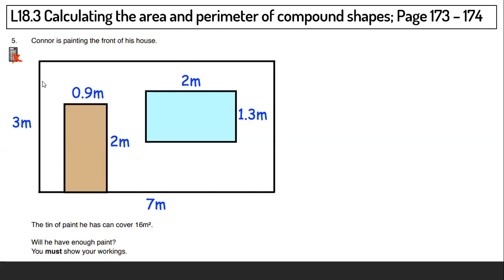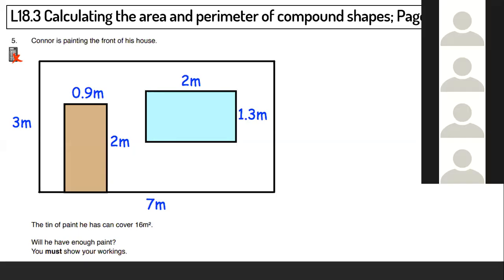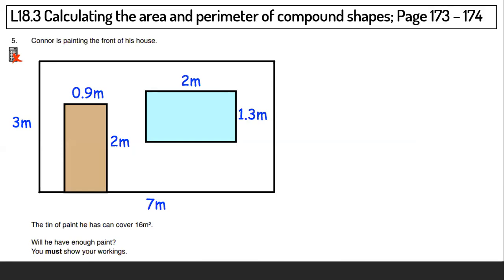He wants to paint 16 meters square. The area needs to be 16 meters square. Is it 16 meters squared? How will you know, Jad? First of all, are you going to paint the blue one and the brown one? The blue is the window and the brown is the door. Will you paint the door and the window?